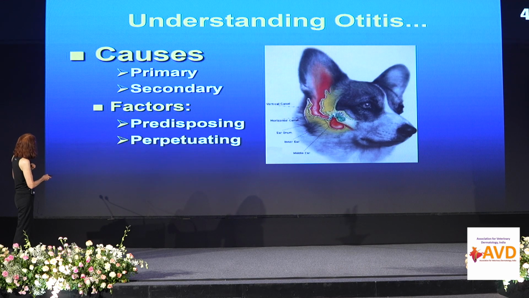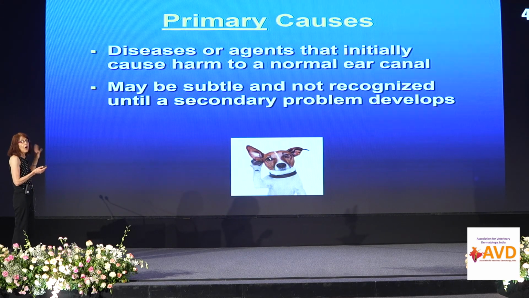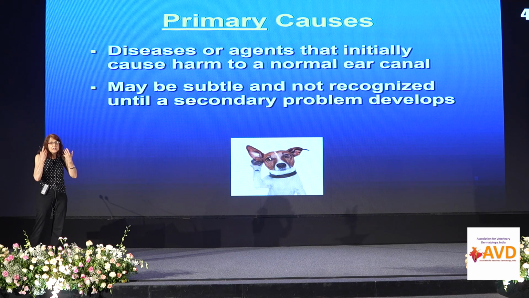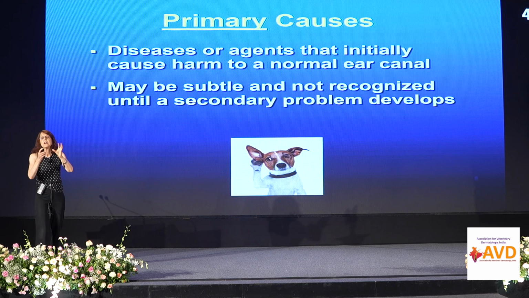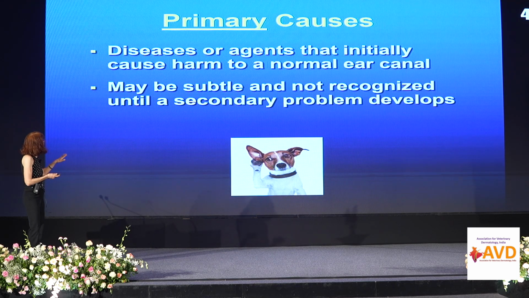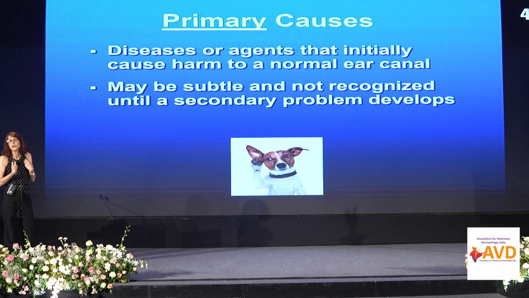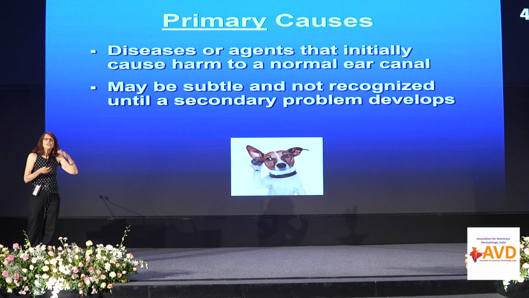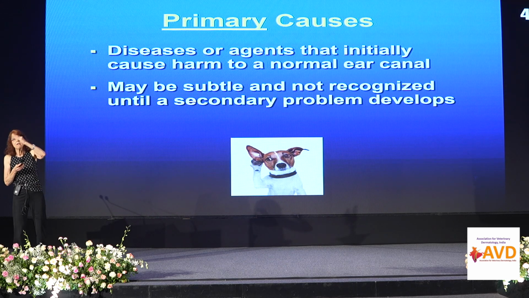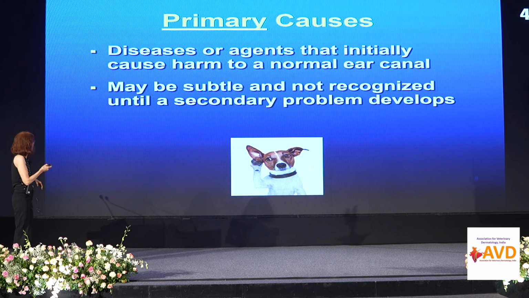So causes first. The causes are what induces the inflammation. It's what comes first, okay? And they can be subtle. Mainly in our allergic dogs, it's basically erythema. And you may not notice that the canal, again, is that labyrinth, and the pinna may or may not be affected. In these cases, allergies are a good example from this statement here. You only notice that there's a problem when the secondary cause comes in, okay?